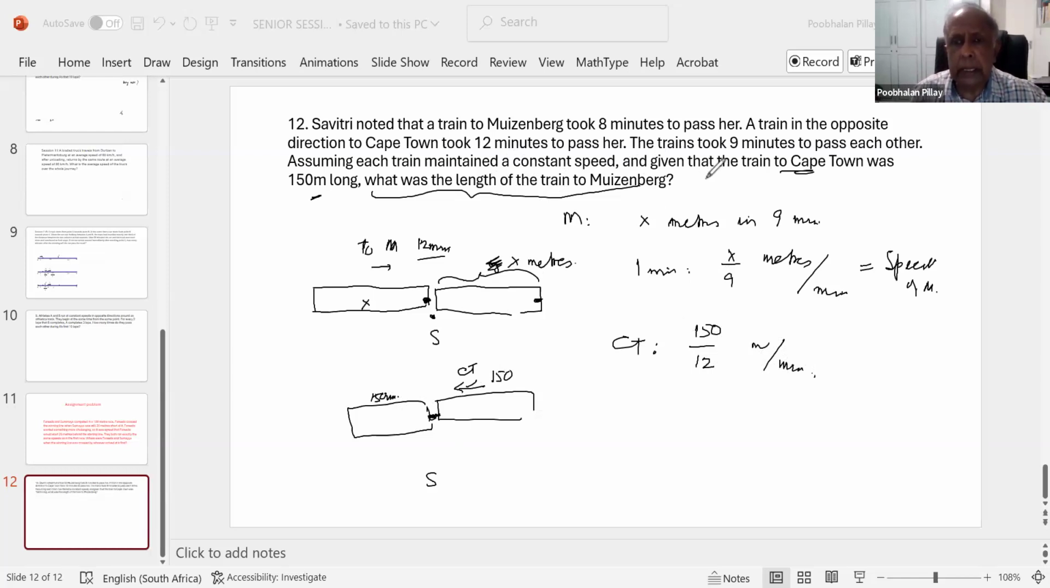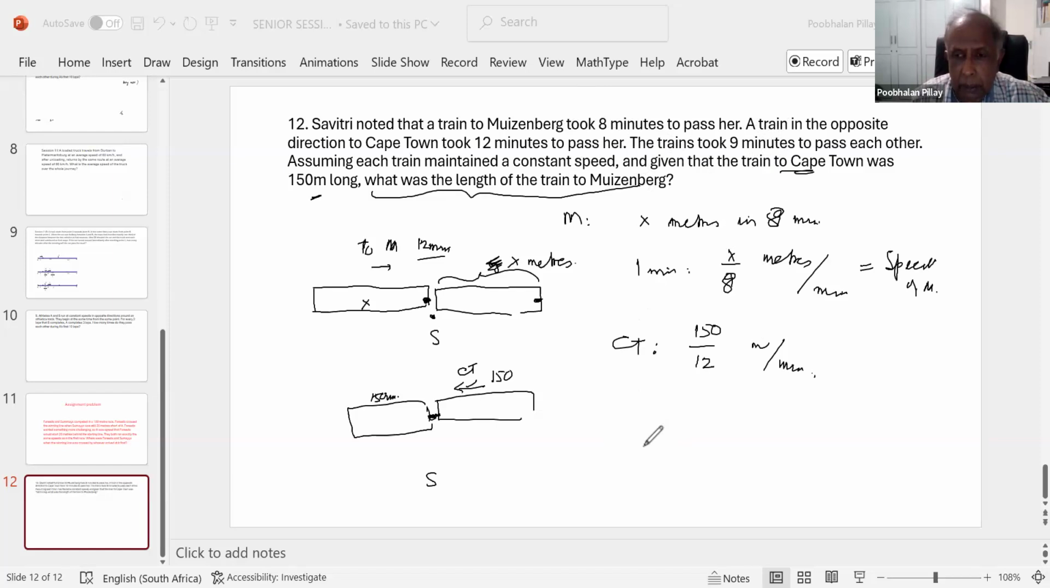Now the question is, assuming each, the trains took 9 minutes to pass each other. Oh, this was supposed to be 8 minutes, sorry. It took 8 minutes to pass us, so this was 8 minutes. Right, this 8 was the Muizenberg train. Now, it took 9 minutes to pass each other.